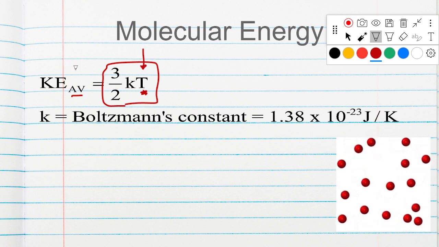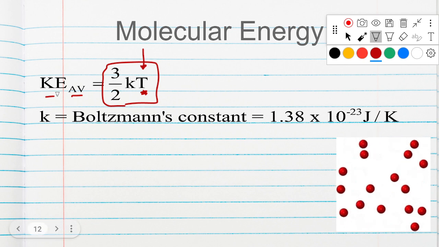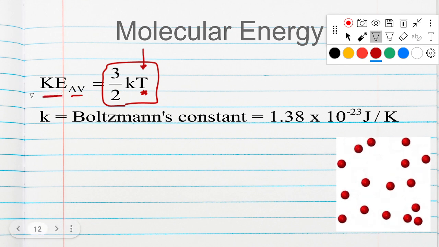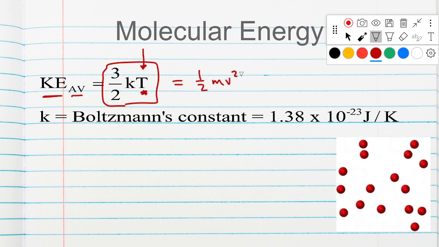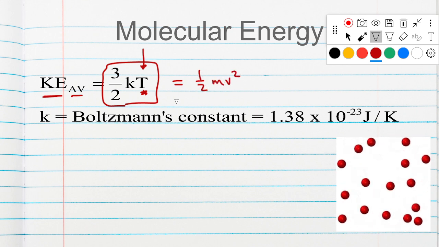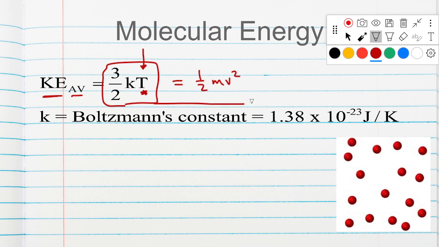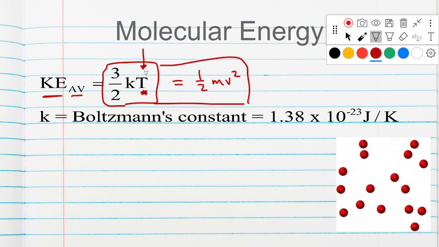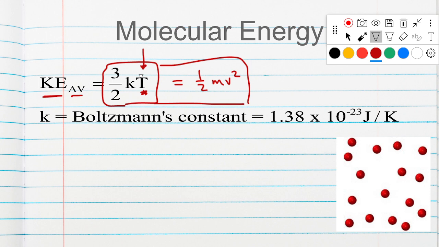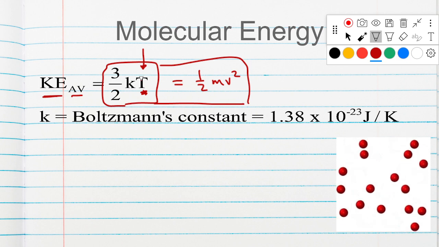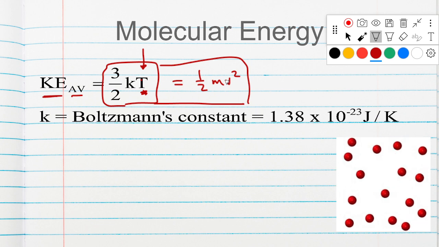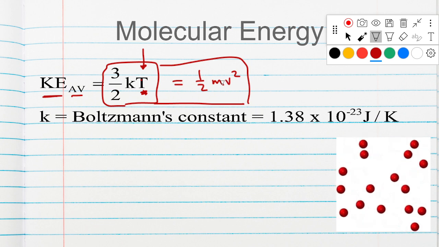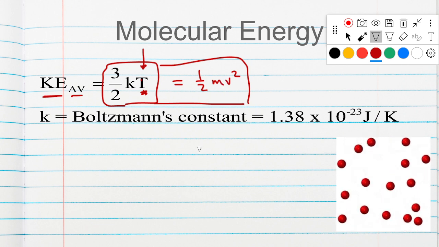Now, one of the interesting things you can do is say, well, I've already got a formula for kinetic energy, 1/2 mass velocity squared, right? And it's perfectly okay to put those together and say, if I know the temperature of the room, I can tell you on average how fast a molecule is moving. And that's a pretty interesting calculation.